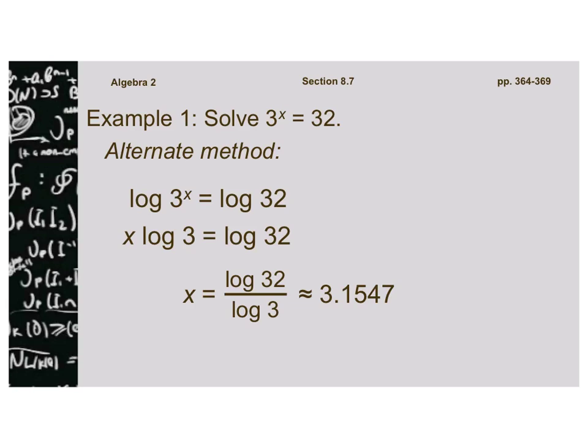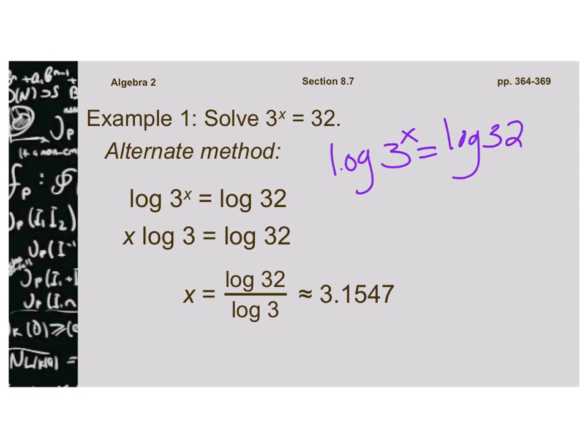Let's see if I can write this out for you. Okay, so we have 3 to the x equals 30, oops. And what we do is we take log of both sides.